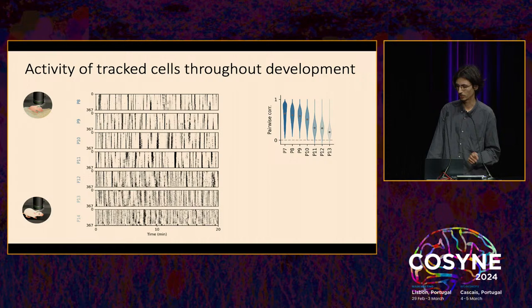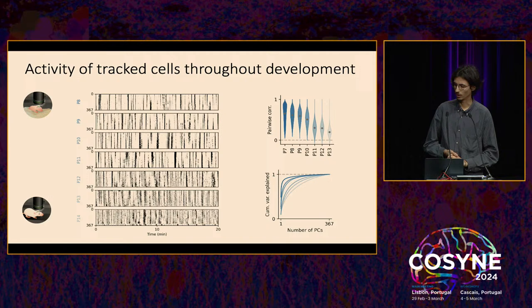Another way to quantify this is using principal component analysis. And here, from this plot, we can see that with development, we need progressively more and more principal components to explain a set amount of variance.